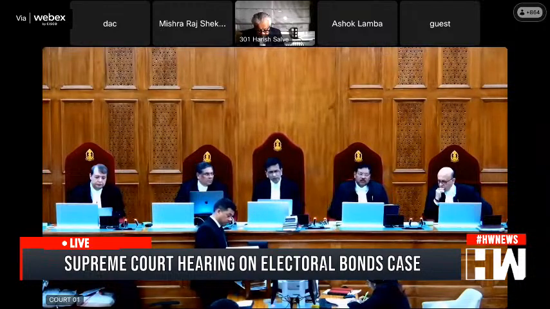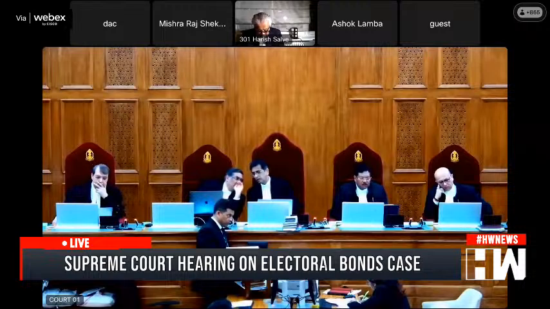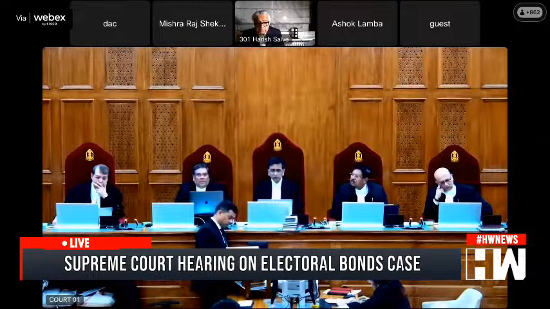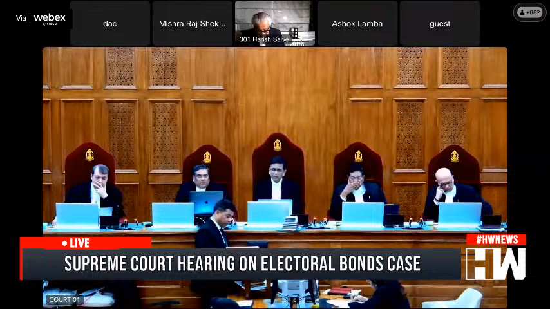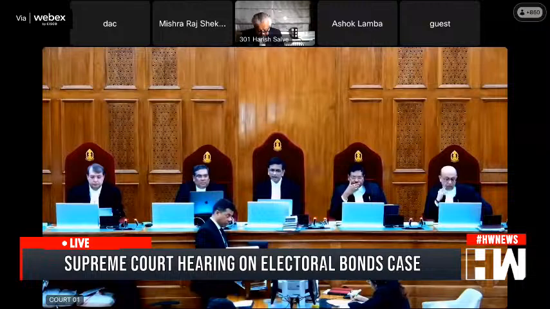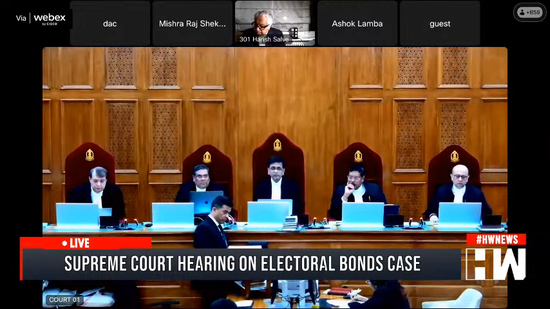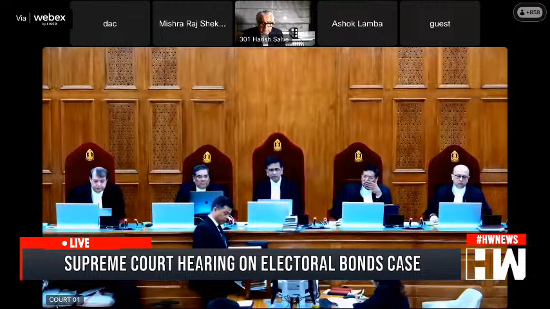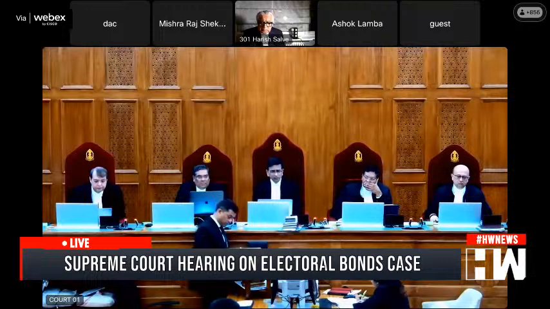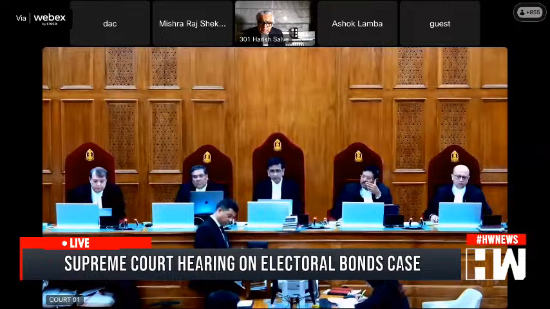Now, the operative directions which have been issued by this court, as reproduced earlier, directed the SBI to disclose the transactions as set out in direction B and direction C extracted above. SBI submits in its application itself that the donor details and redemption details are available, albeit in separate silos. In other words, the directions which have been issued by this court require SBI to disclose information which is already available to it.